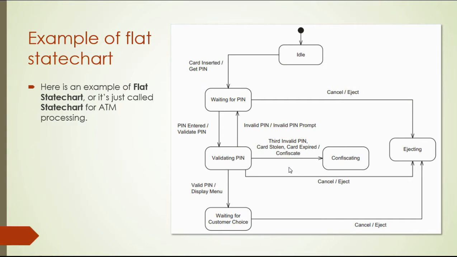So the first one is the flat state chart. This is what we have seen in the previous example with the ATM bin validations. In this example, all the states are represented. There is no hiding state, no combining state. So this is what we call the flat state chart.